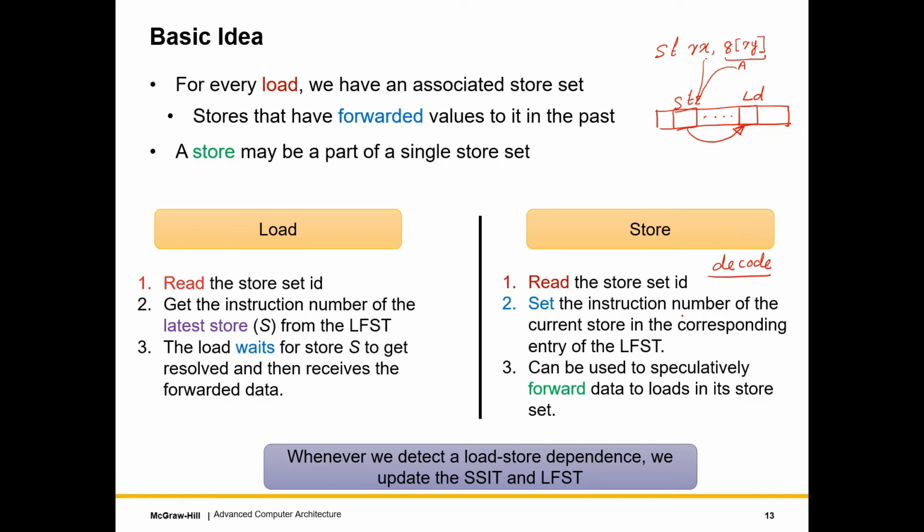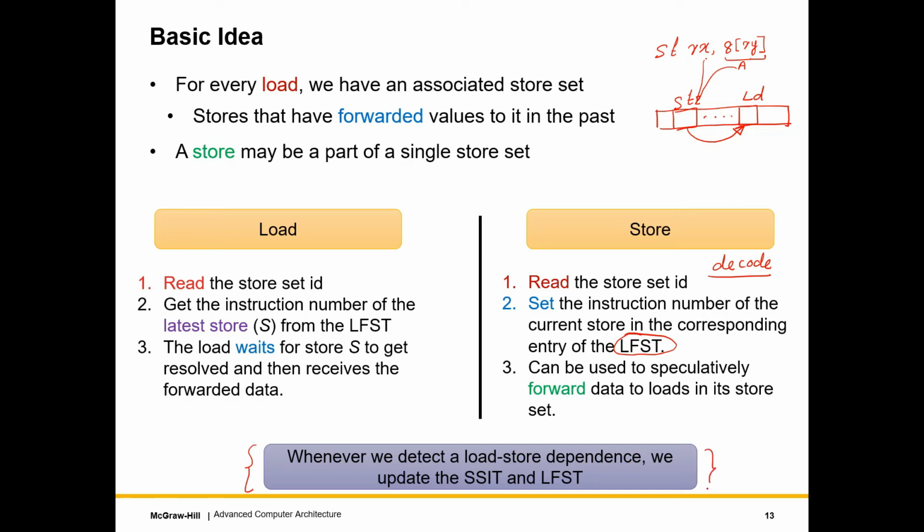So this store is clearly the latest instruction in the store set. So we update the LFST with the instruction number of the current store, and subsequently we can speculatively forward data to loads that are there in its store set. Well, I wouldn't say loads are there in the store set, but I would say that loads that are supplied value by stores in its store set. All right. And so this is how we can, in a sense, manage these fine-grained dependencies and also increase the ILP using this technique. When and where do we update the tables?